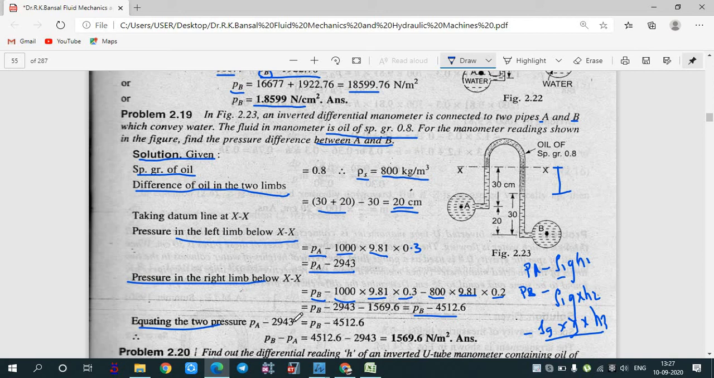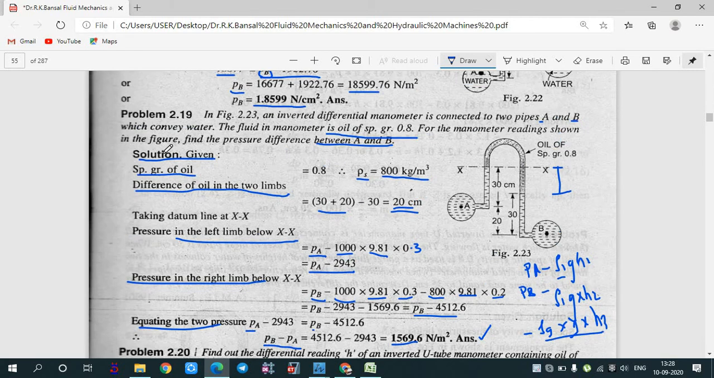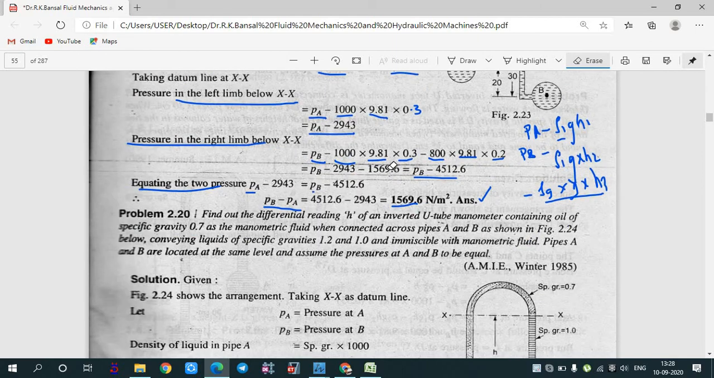Now we will equate the pressure in the left limb to the pressure in the right limb. So PA minus 2943 equals PB minus 4512.6. After that, we need to find the difference of pressure. We will bring PB to the left hand side. PB minus PA equals 4512.6 minus 2943. So ultimately we get the value of 1569.6 Newton per meter square. So this is the pressure difference we need to calculate, since it was asking for the pressure difference between A and B. Okay.